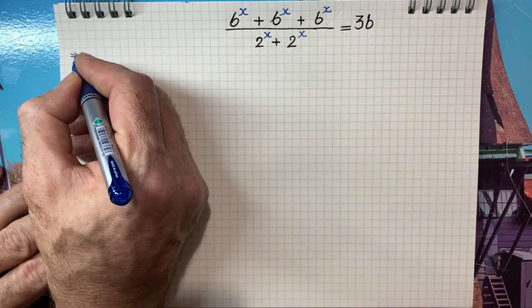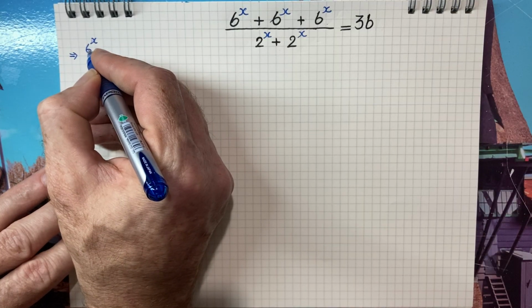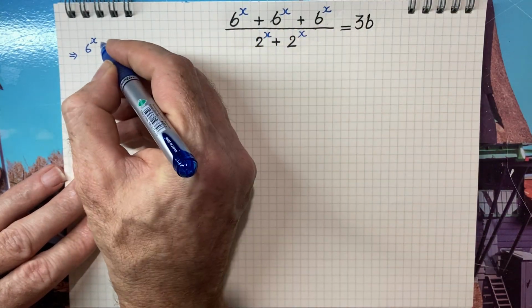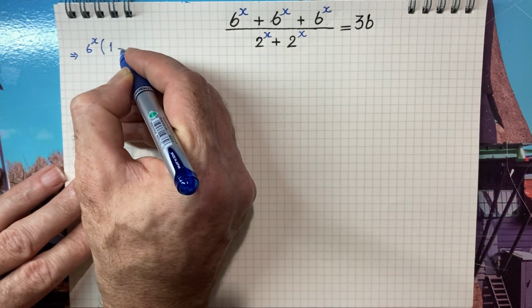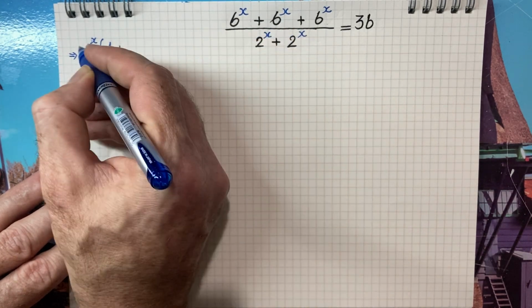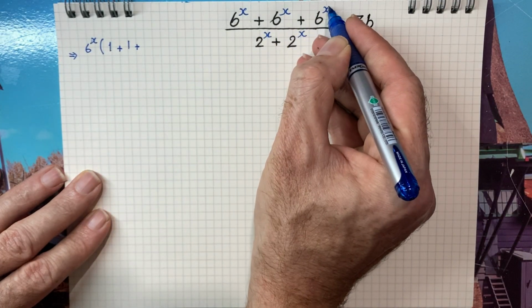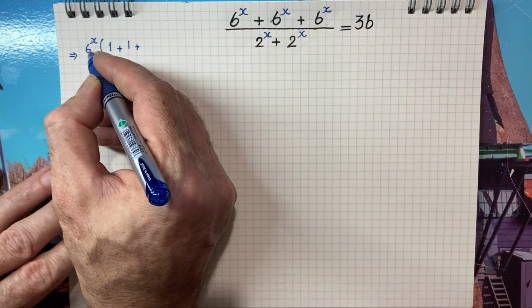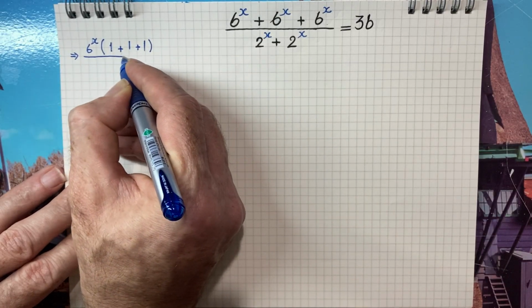So I write here 6 raised to the power of x. Now factor it out from this expression. So it is going to be the first term divided by this GCF is 1, plus the second term divided by this GCF is 1, and lastly 6 raised to the power of x divided by 6 raised to the power of x is going to be 1. This is top.